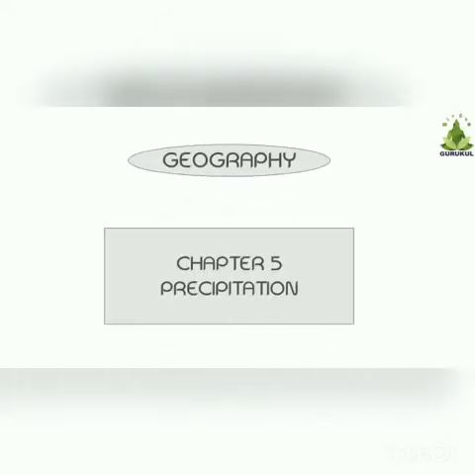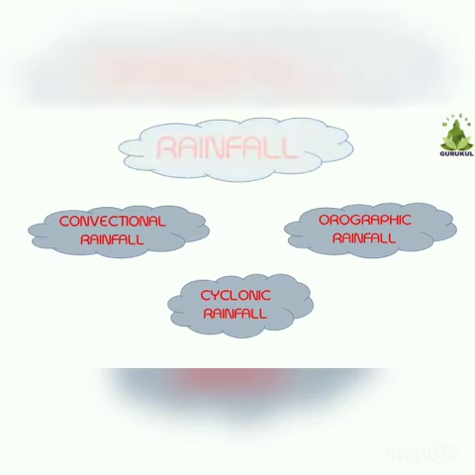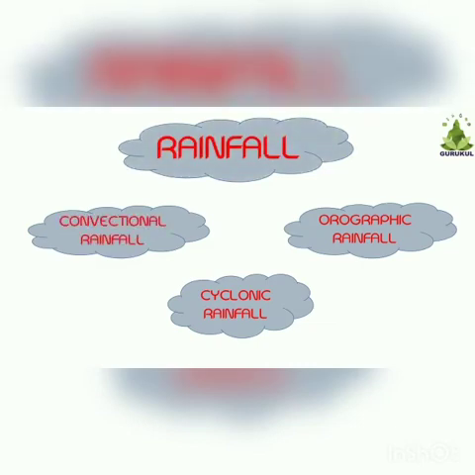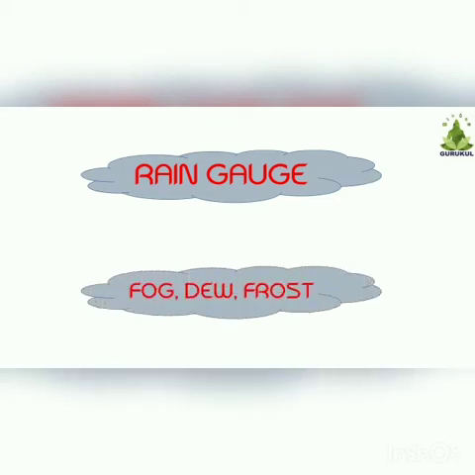So, we have already started with Geography, Chapter 5, that is Precipitation. And today we are towards the end of this chapter. In the last video, we discussed rainfall. In that, we saw three types: convectional rainfall, orographic rainfall, and cyclonic rainfall in detail. In this video, we'll be dealing with rain gauge and fog, dew, and frost.